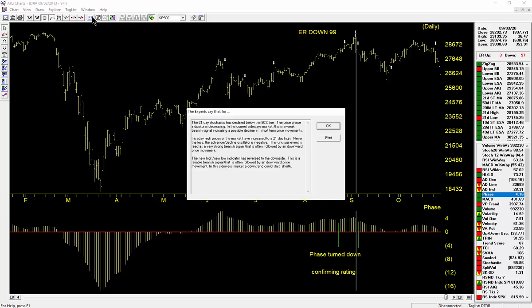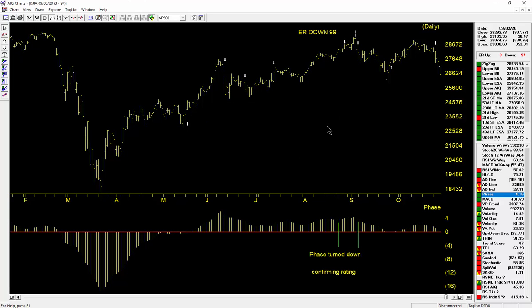The next one is intraday high prices of the market have increased to a 21-day high. Nevertheless, the advanced decline oscillator is negative. And again, this unusual event is a strong bearish signal. And the last one, the new highs, new lows indicator, that's a good one. The number of new highs versus number of new lows has reversed to the downside. And that's a reliable bearish signal, often followed by downside movement. You notice, of course, that on the day that fired, the market had reached its peak at that time.